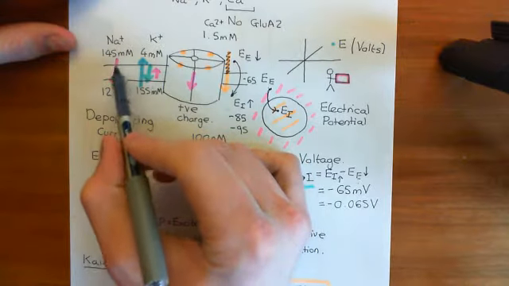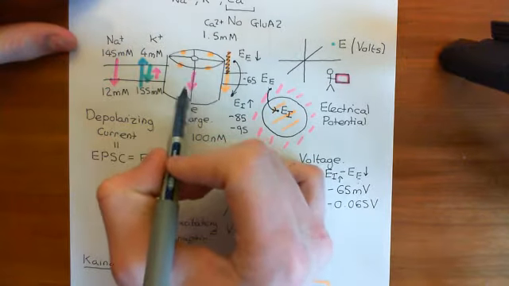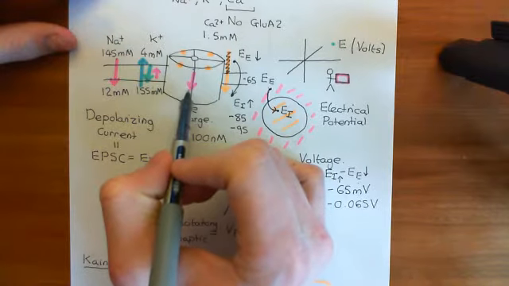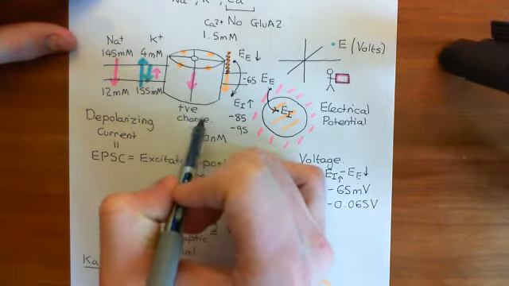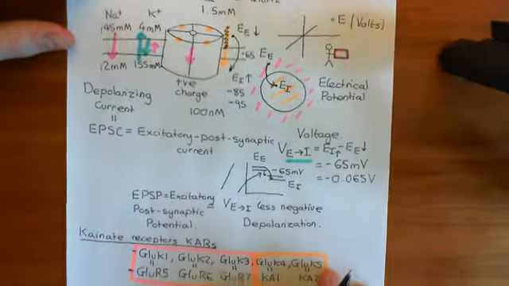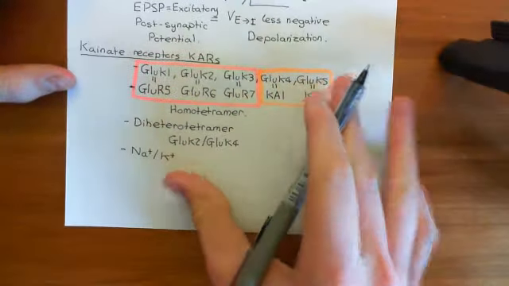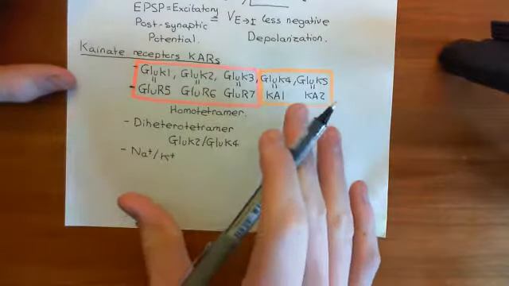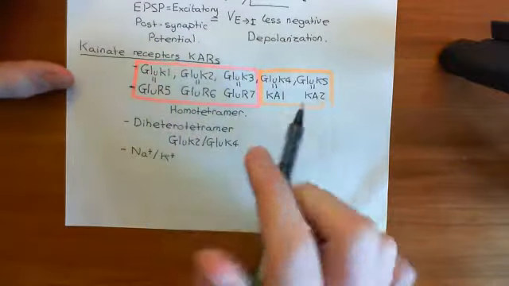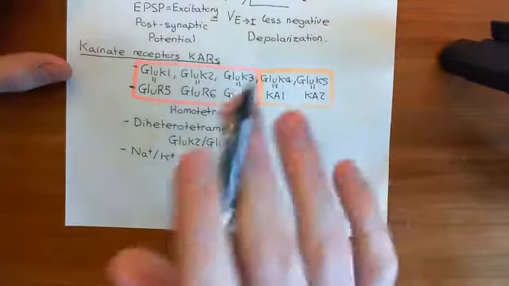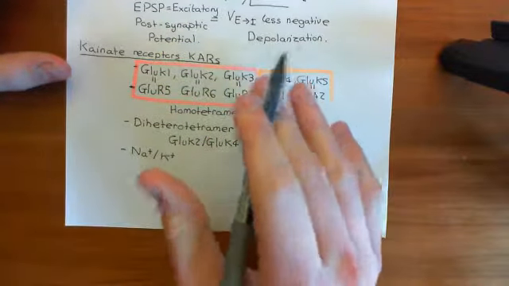This overall means you're going to move more positive charge into the cell than out, and this is going to form your depolarizing current, which will depolarize the electrical potential difference across the cell membrane, causing an excitatory postsynaptic potential. So the kainate receptors are very similar to the AMPA receptors. They're made up of different subunits than the AMPA receptors, but effectively when you open them they do the same thing to the cell.